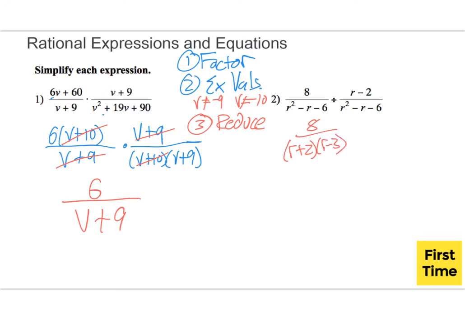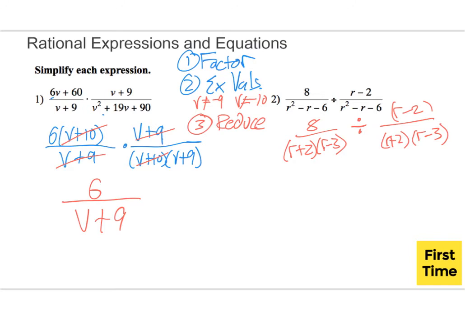R squared minus r plus or minus 6. I just factored that incorrectly. I apologize. Nope, we're good. Sorry, in my head I was doing pluses and minuses backwards. So we end up with the same thing on the bottom, r plus 2 and r minus 3. And on top we have r minus 2.